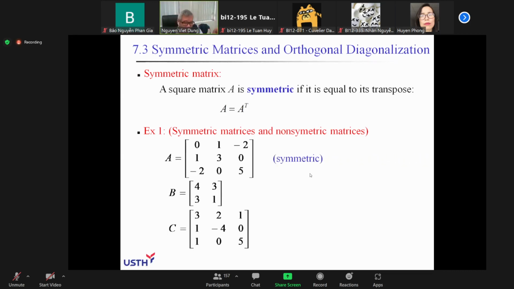That one is symmetric. Also, if you look at the form, it is symmetric about the main diagonal. If you flip it along the diagonal, nothing changes. The second one also is symmetric, but the last one is not. It is non-symmetric because if you take the transpose, that entry will go here. But here is a 2 and here is a 1. So it is not the same.